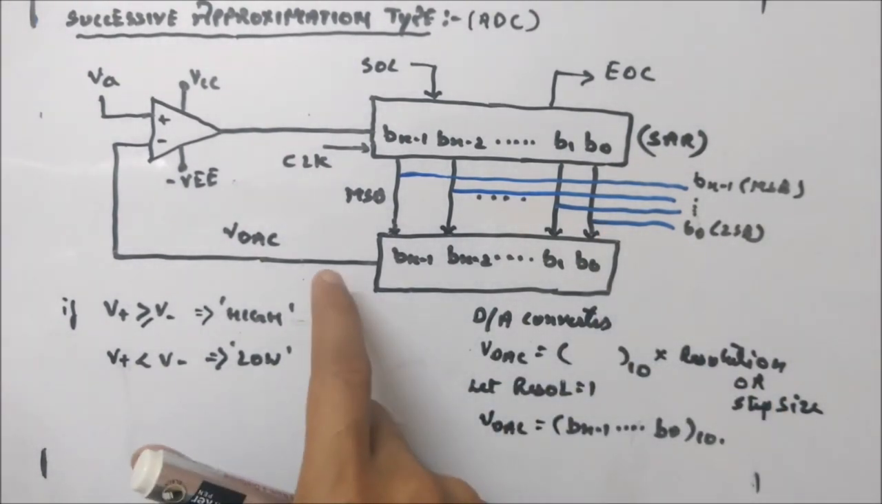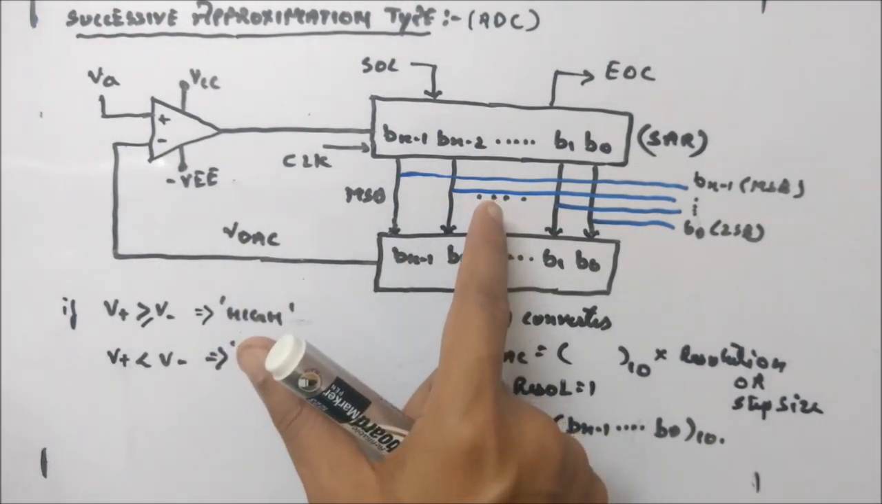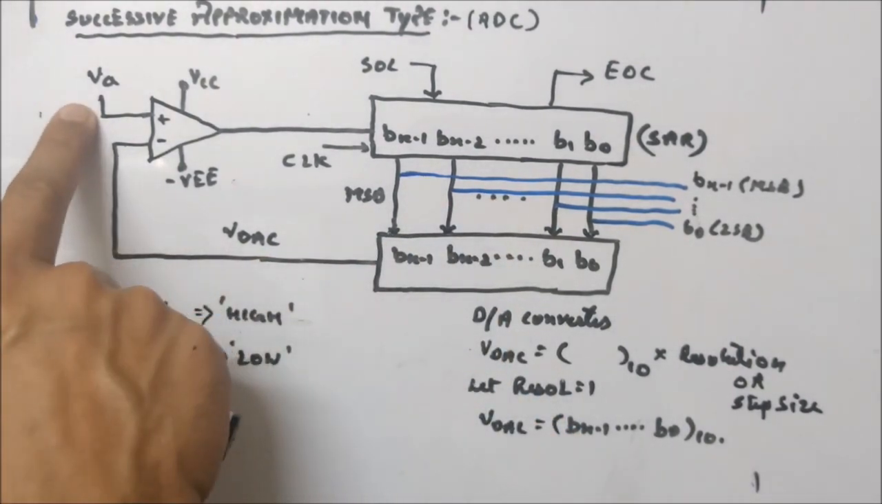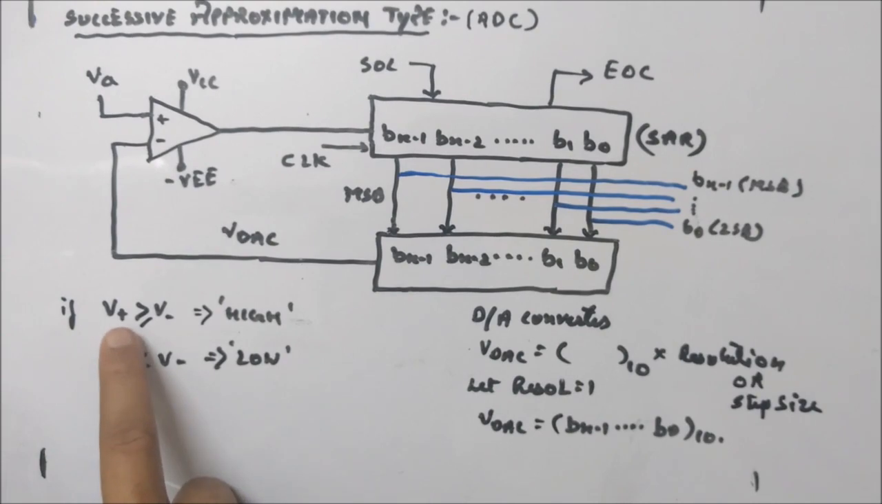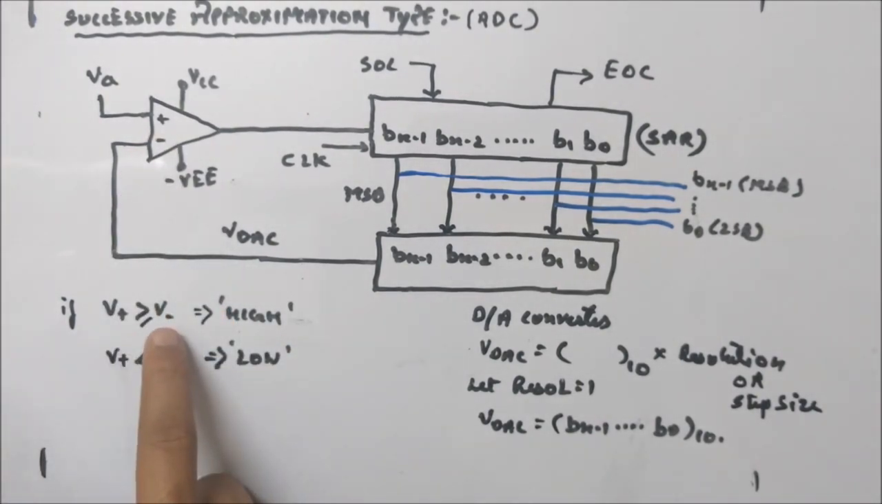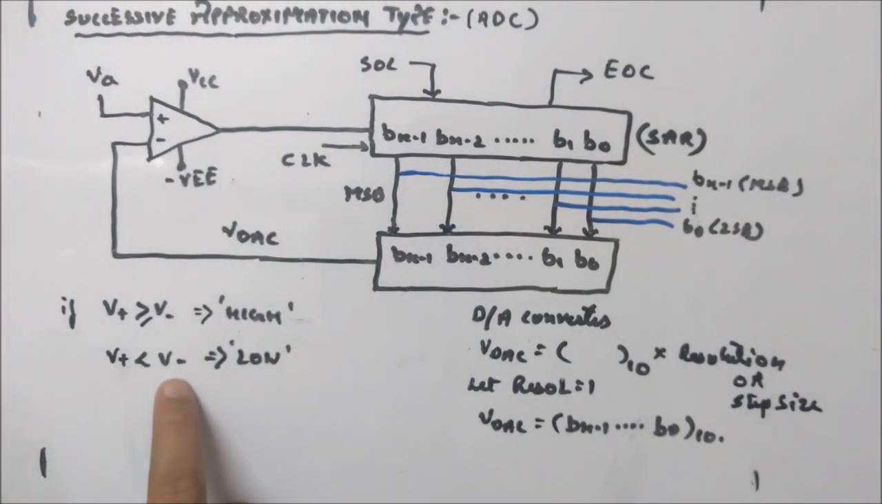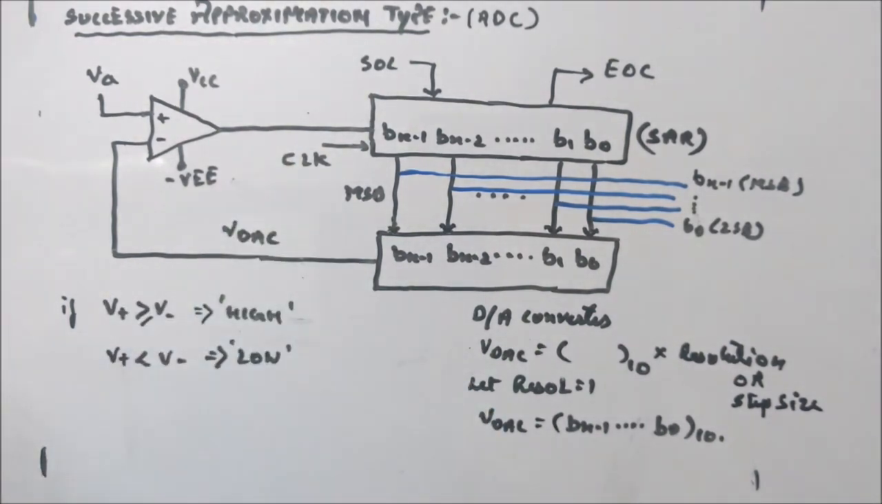Whatever the analog equivalent of this binary input is will be compared with VA. If V plus is greater than or equal to V minus, the comparator output will be high. If V plus is less than V minus, the comparator output will be low. So what will happen if a high input comes here?